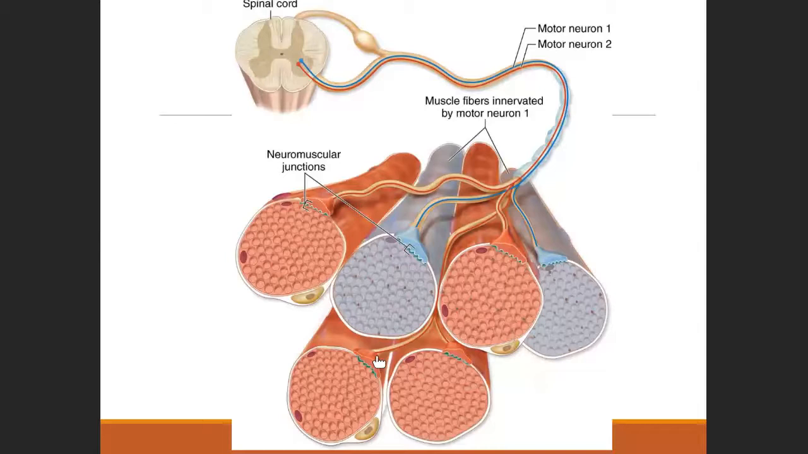If you want a muscle that undergoes a lot of strength but very little dexterity, you will have each motor unit comprised of a number of muscle cells. Whereas you might look at the muscles of the hand for very fine manual dexterity. Each motor unit might only have a couple muscle cells for fine control.